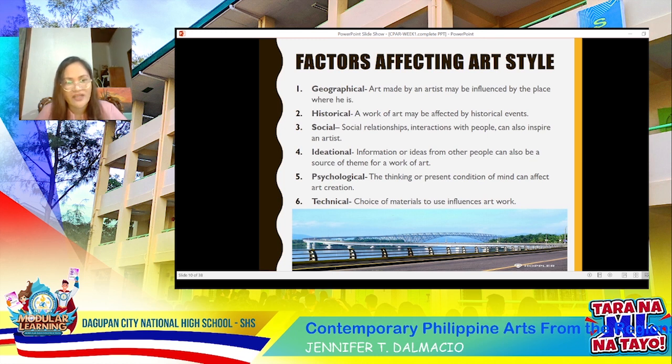One is geographical, historical, social, ideational, psychological, and technical. Geographical is when art made by an artist may be influenced by the place where he is. We have the marble industry in Romblon. Why? Because there is a supply of the marble materials.